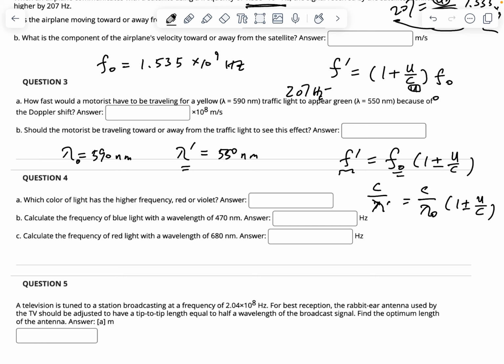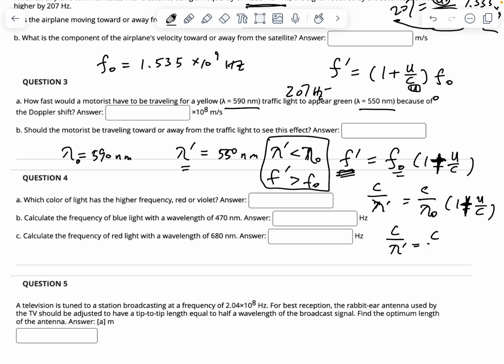You see, because this wavelength is shorter than that one, the frequency will be bigger. So f prime will be bigger than f naught because lambda prime is smaller than lambda naught. Higher frequency means you use the positive sign, so you just drop the negative sign. So c over lambda prime equals c over lambda naught times (1 minus u over c).